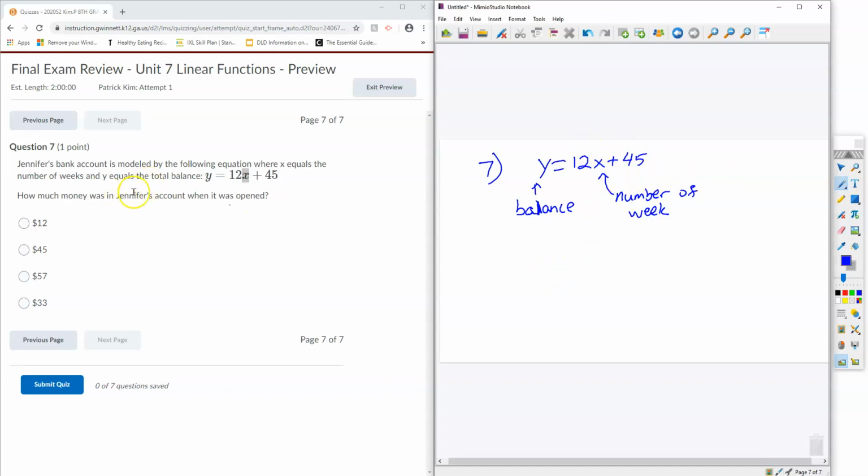How much money was in Jennifer's account when it was opened? So we want to know how much she originally had. In other words, we are looking for the initial value. Now remember, initial value is the same as your y-intercept. So by looking at this equation, decide how much money did she originally have.